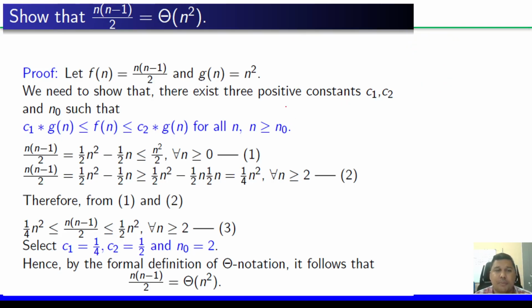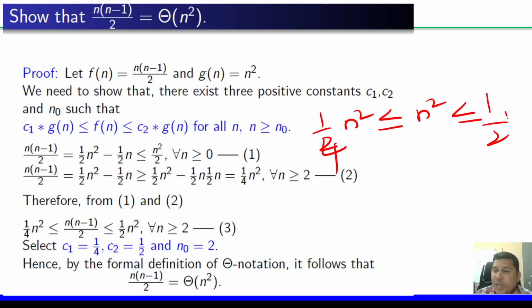To make it simpler, I think here it is going a little complex, but if I take a simple example, let's take only n square. Let us assume our f of n is only n square. So can I write like this? 1 by 2 into n square is less than or equal to n square is less than or equal to, this should be 1 by 4. Let it be 1 by 2 n square.